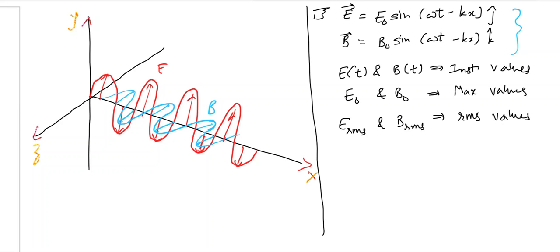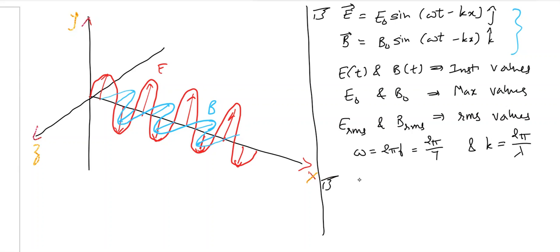But electromagnetic waves are transverse waves. They have electric field and magnetic field, which can be represented by these two equations. What is omega? Omega is 2 pi f. You may also say it is 2 pi by T. What is k? k is the wave vector, 2 pi by lambda. So this is the very first property of electromagnetic waves.